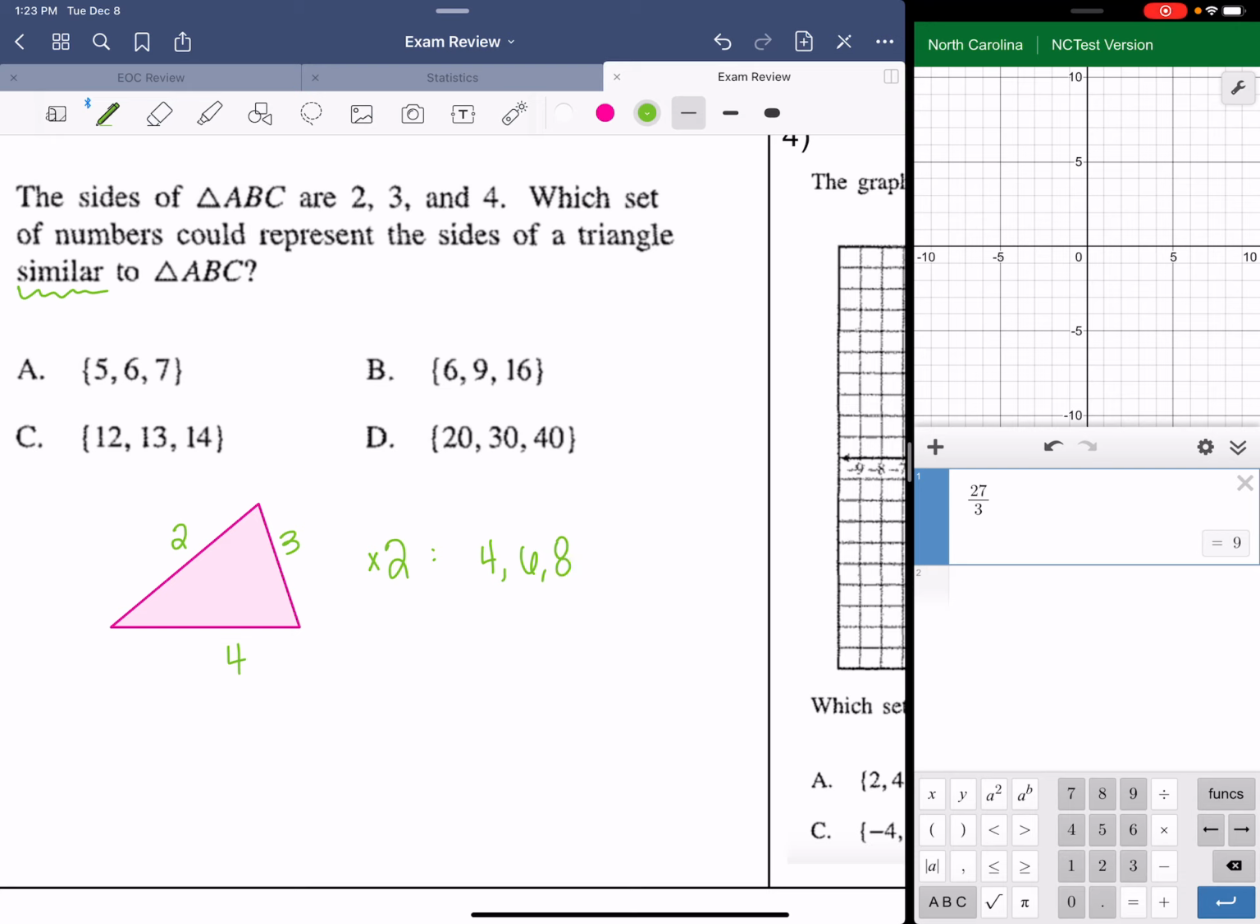Well, that's not an option. If I did times 3, that would give me 6, 9, and 12. That's not an option. If I do times 4, that would give me 8, 12, 16. That's not an option. So what we're doing is we're just looking for which one of these are multiples of 2, 3, and 4 in that order. And the only one that is D, because this would be 2 times 10, 3 times 10, and 4 times 10. So this is the only one that is similar.